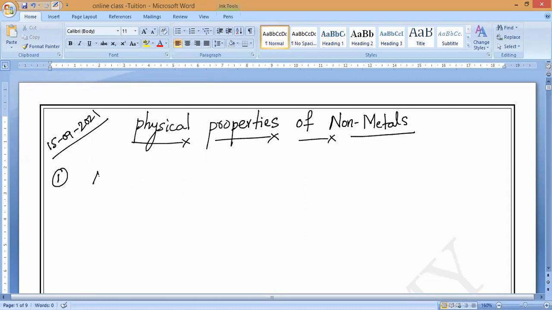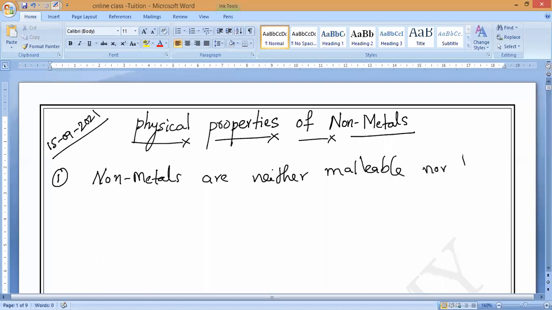Non-metals are neither malleable nor ductile. So what is the sense of that, guys? This is the main property of metals. The first property of metals is malleability and ductility. But non-metals are not like that.